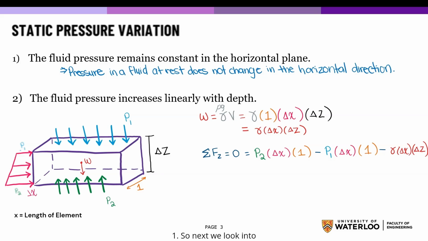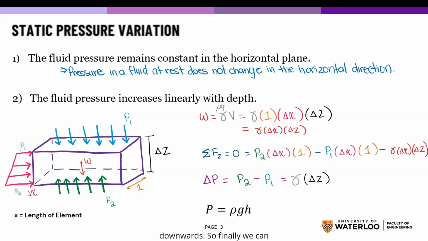Next we look into the force balance in the vertical direction. Applying equilibrium, since the fluid is static, we have the summation of forces in the z direction. This gives us P2 times the change in x times 1, which is equal to P1 times the change in x times 1 plus gamma times the change in x times the change in z. Canceling out the common terms, we have P2 is equal to P1 plus gamma times change in z. This shows the pressure increases with depth since the change in z is positive downwards.